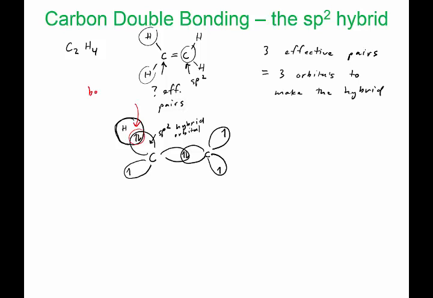So this bond is called a sigma bond because it's a single bond made with a hybrid orbital from the carbon. And notice the orbitals are overlapping to create these bonds.